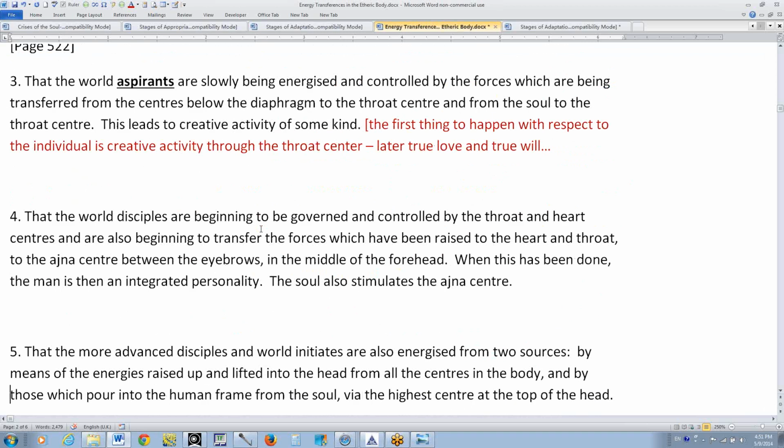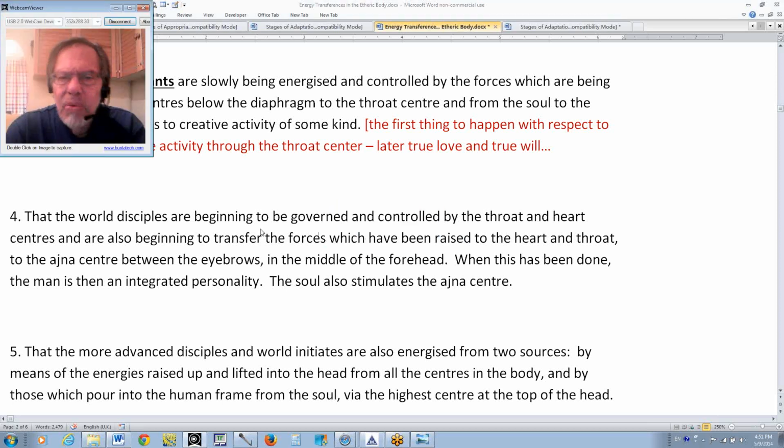That the world disciples, now, what does he mean here? I think he means aspirants in the world and disciples in the world. Because if he literally meant world disciple in the more technical sense, he would be talking about the initiate of the 3rd degree, and I don't think yet that he is talking about the initiate of the 3rd degree.